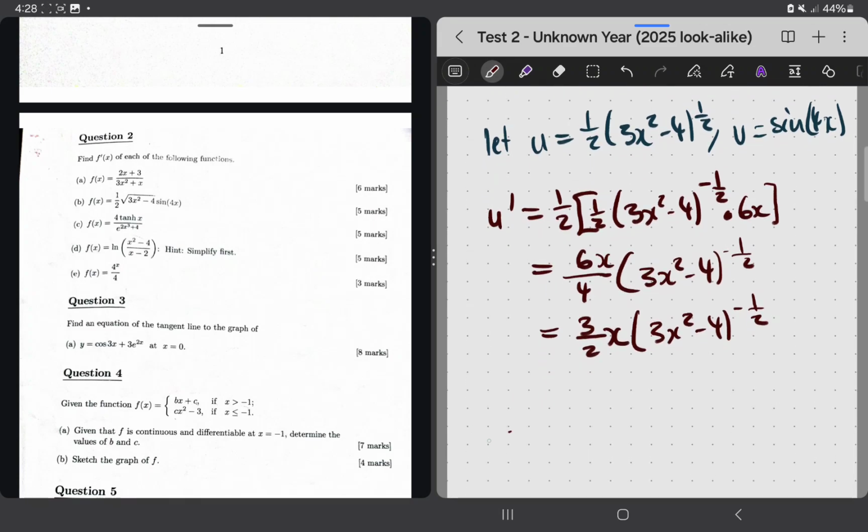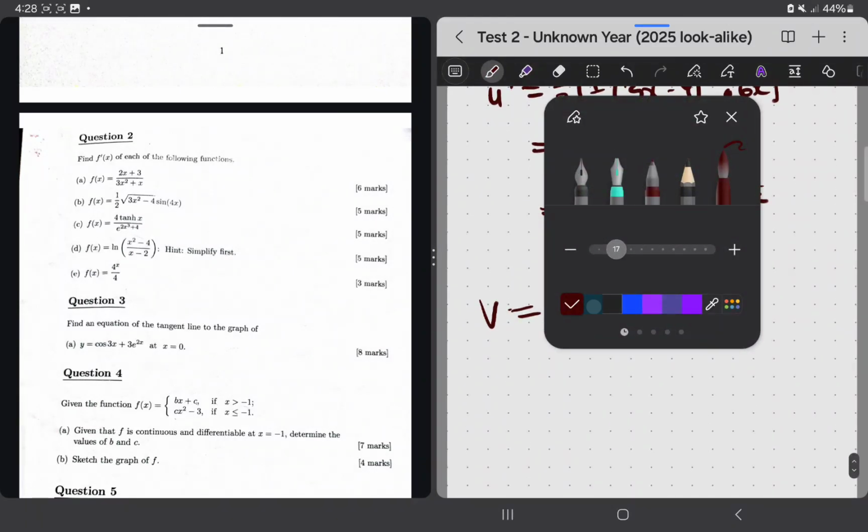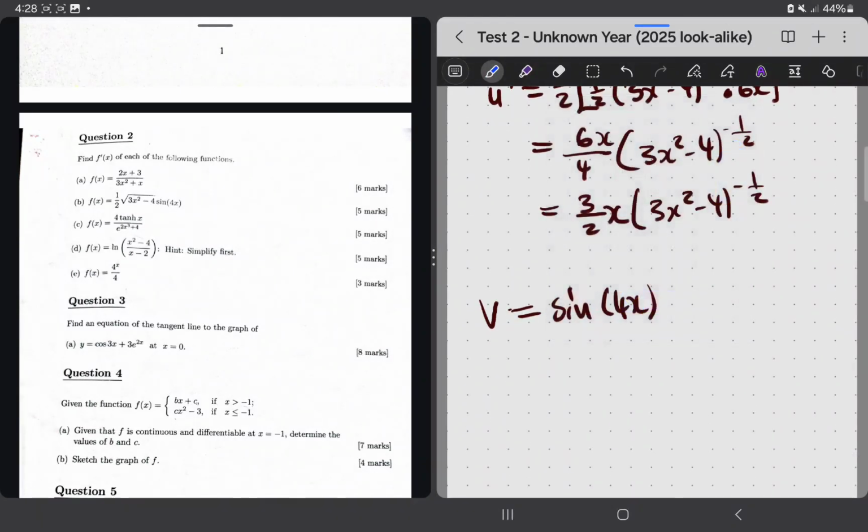And now we do v prime. We remember we said v is sine of 4x, which is not sine x. So again, this is a composite function because we have 4x inside a sine. So how do you do the v prime? We start by differentiating the outside. We differentiate the sine only without looking at the inside. The inside is not going to change. If you differentiate sine, you get cos, so it's going to be cos of 4x. But then we multiply by the derivative of the inside. What's the derivative of 4x? It's 4. So this just becomes 4 cos 4x.